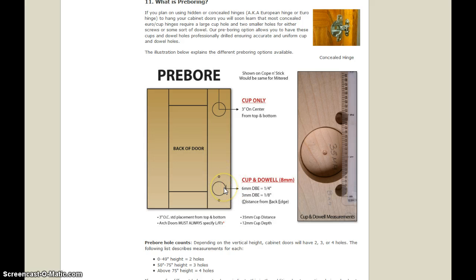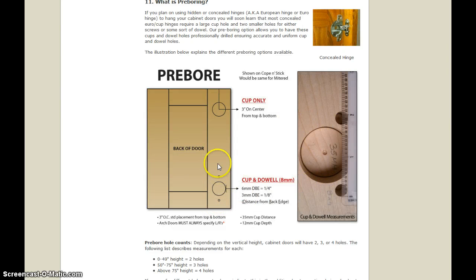That small space is actually determined by the type of hinge that you're going to get. Some hinges require 6, some require 3. Please make sure you check your hinge before ordering pre-bore so that you can make sure you get the correct information.